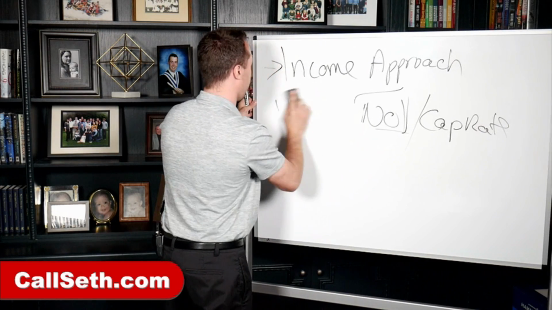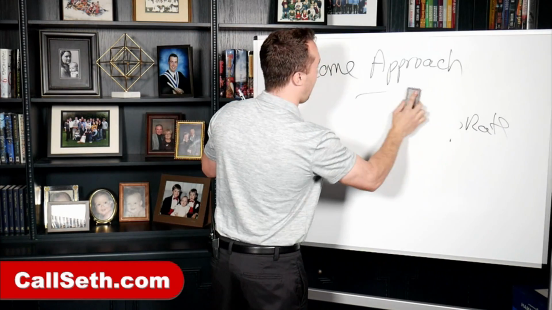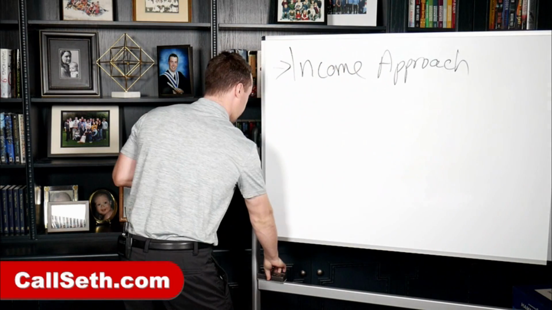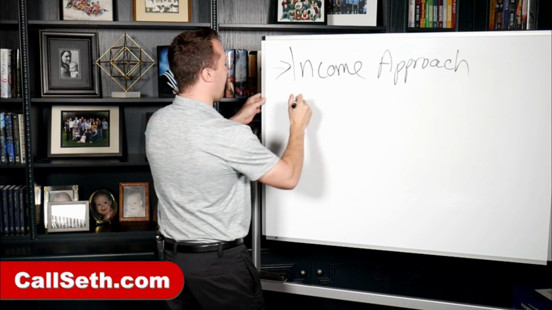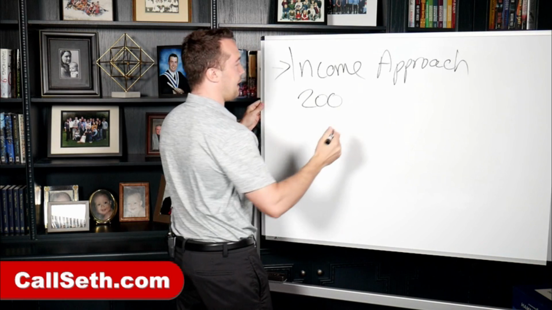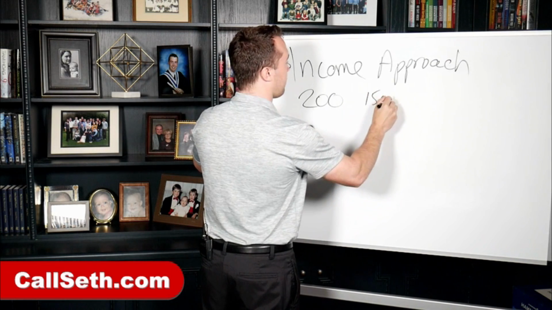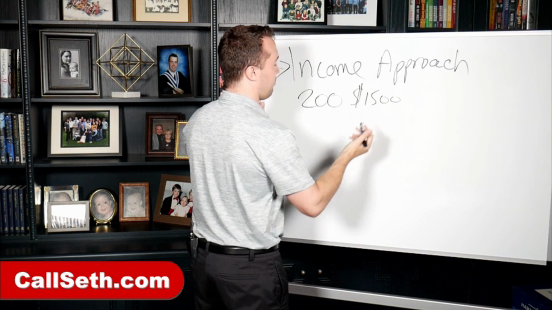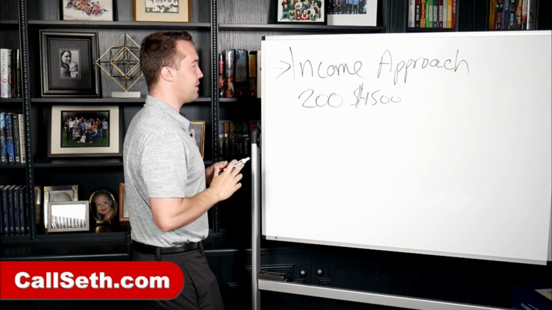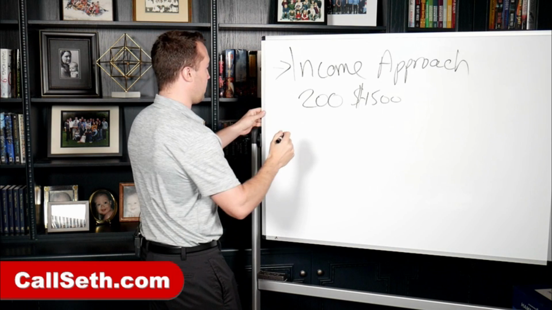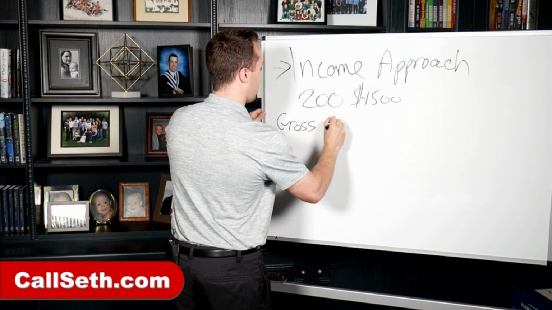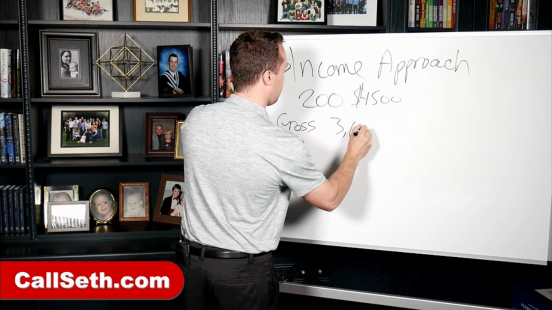So let's use an example here just to figure out how cap rate affects valuation of property. Let's say we have a 200 unit property and we're getting $1,500 a month per unit. So what's that? 3.6. Okay, so we'll say gross 3.6 million.